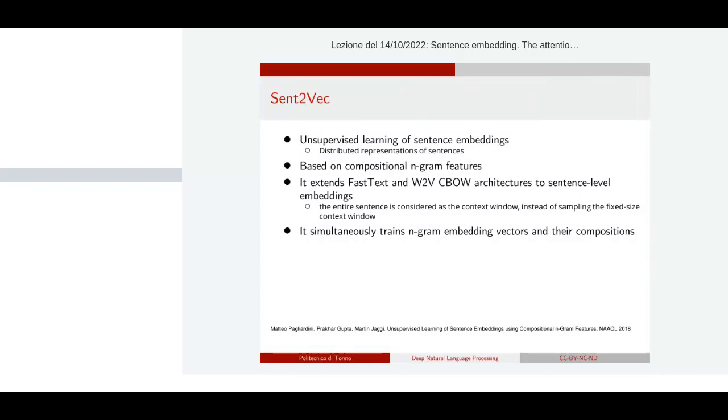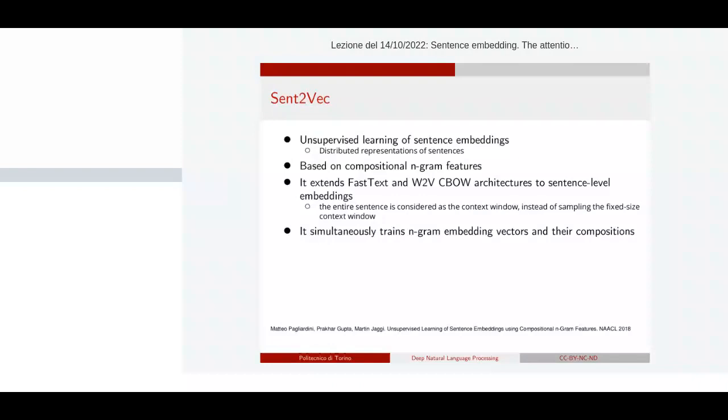Then, an alternative approach is called sentence-to-vec. It is again unsupervised, so you don't rely on any human annotation. You build the training data set in a self-supervised way. This approach relies on a fastText representation of the text. So you consider character n-grams instead of words. So it's more like an extension of fastText instead of an extension of word-to-vec.